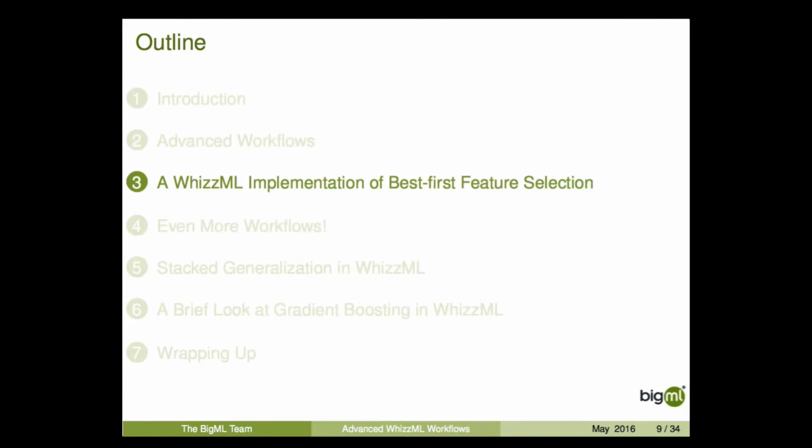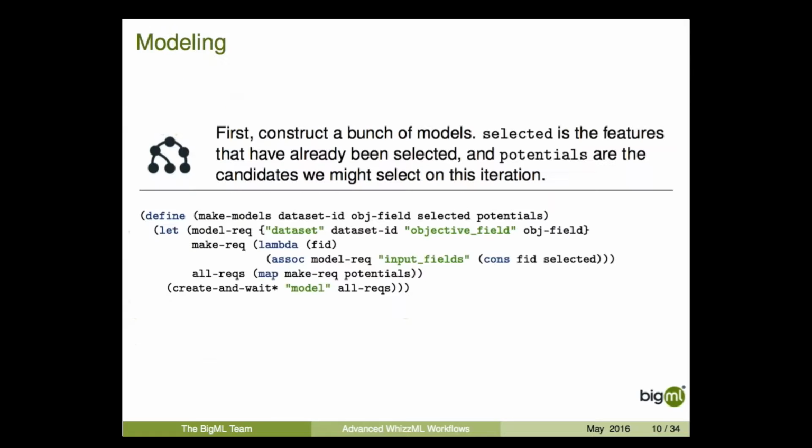So let's look at a WhizzML implementation of best first feature selection. The first thing we're going to do is construct a bunch of models. Remember, we start out with an empty set. We start out with no features in our feature subset, and we want to be able to add the best next feature to the subset. So what are we going to do? We have the list of features that's already been selected. This starts out as the empty set, and then we have a list of potential features that we could possibly add. And what are we going to do?